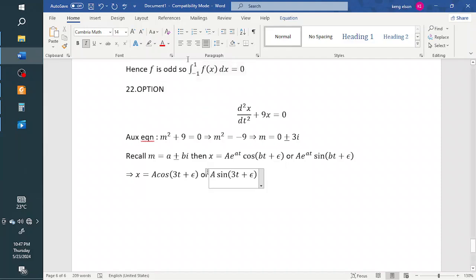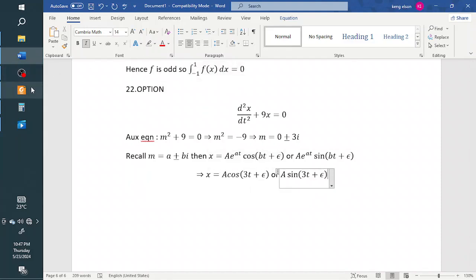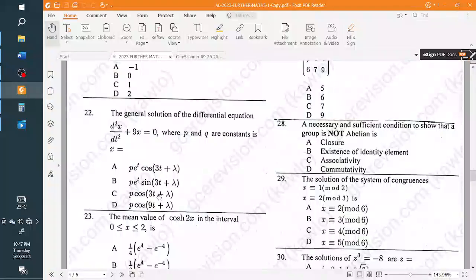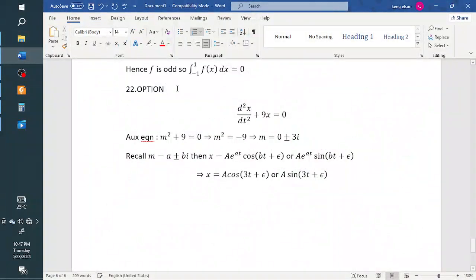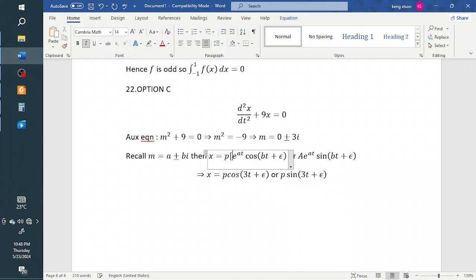Alright, so all we need to do is to check how the answers are. A and B are wrong already. P cos 3t plus lambda, correct. D is wrong because our imaginary part is 3, right? So option C is correct. Option C. So if I want to write in the form given, it is P, so then just put a P there.